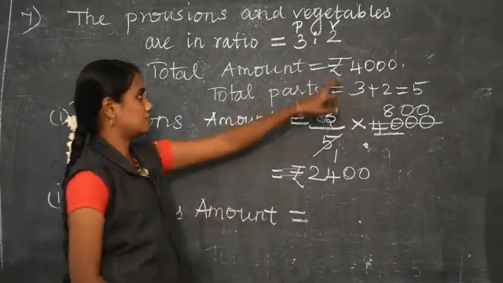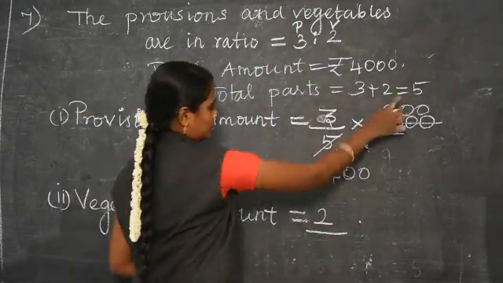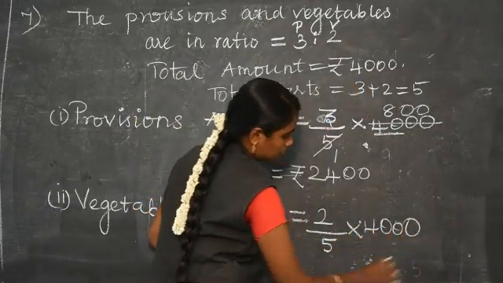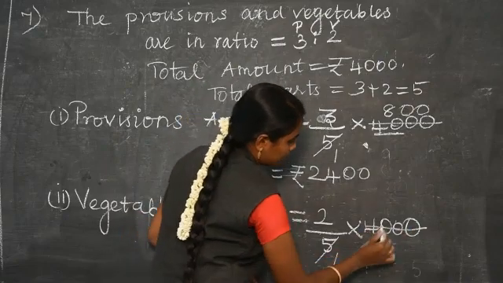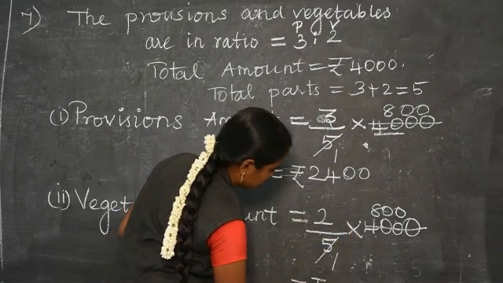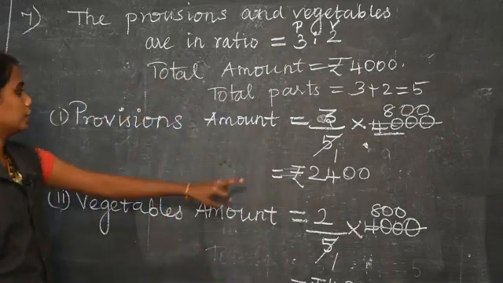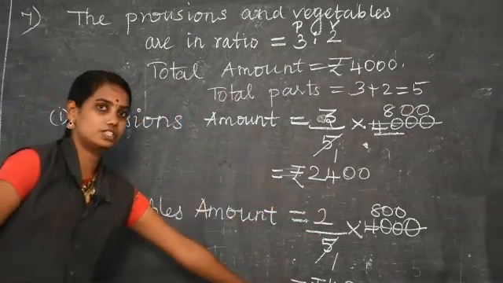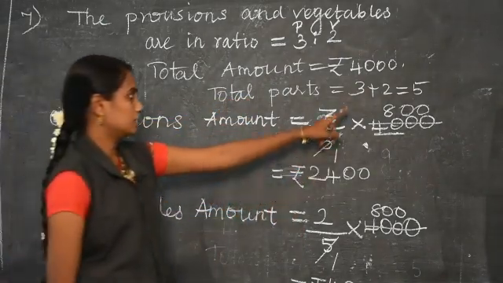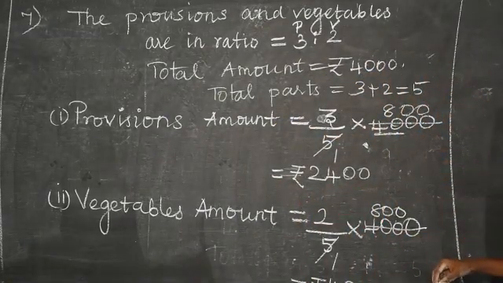So how much is vegetables parts? 2. 2 by total is 5. Total amount is 4,000. Cancel 5 ones are 5. Here 8 times. Same only. Okay, now multiply 2 8s are 16. Then 2 zeros. 1,600. If you add the provisions amount, vegetables amount, you will get the 4,000. So you can check like this. Okay. Now 2,400 plus 1,600 is 4,000. Your answer is correct.